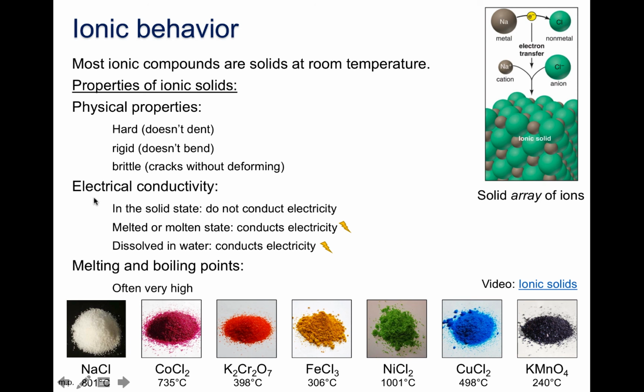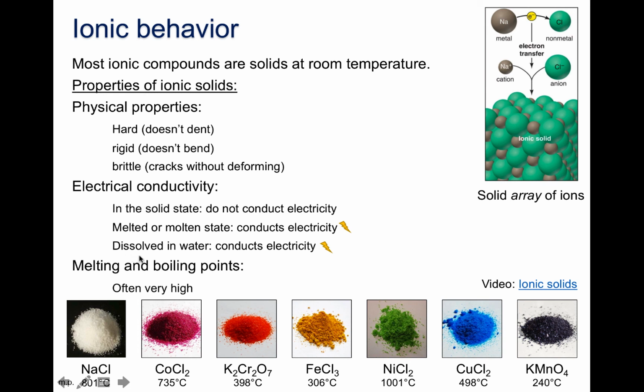Electrical conductivity is an important property of ionic compounds. In the solid state, the solid ionic compound is not going to conduct electricity at all. However, if you melt the solid, so you heat it to its melting point so that it becomes a liquid, that substance will conduct electricity. But you'll notice that the melting points for ionic compounds tend to be really high, so you would have to maintain it at that high temperature in order to get that conductivity.